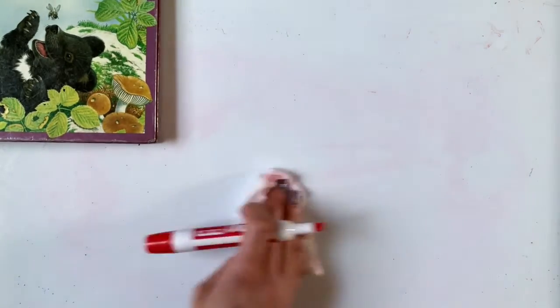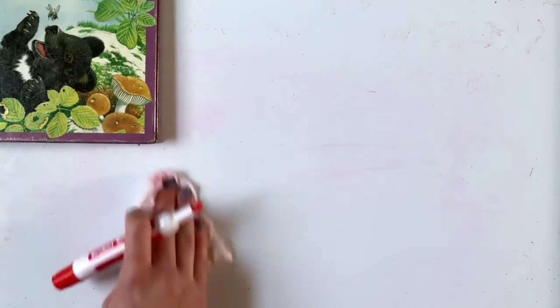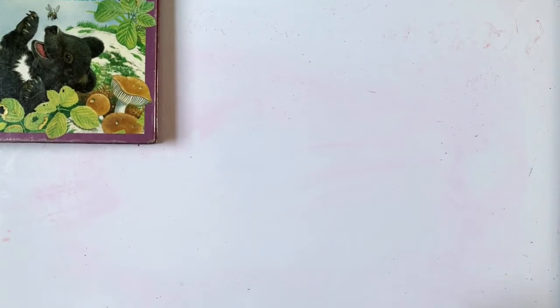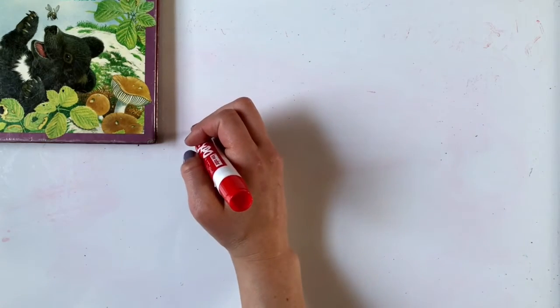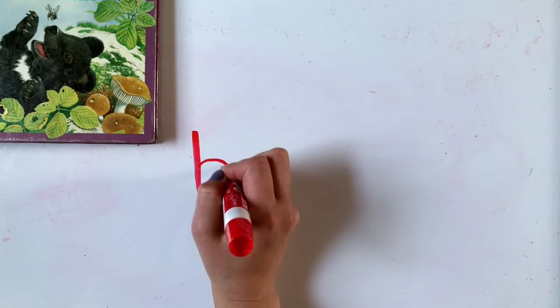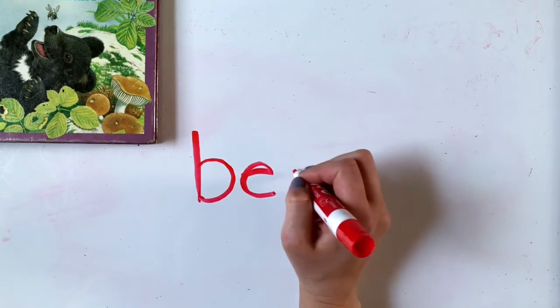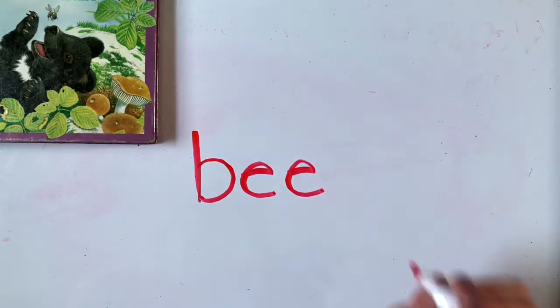Now, who makes honey? It's not ants, it's not flies, it's bees, right? So let's practice writing the word bee. B, E, E, bee.